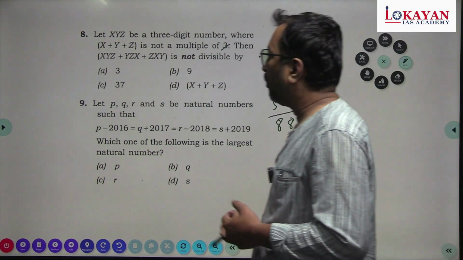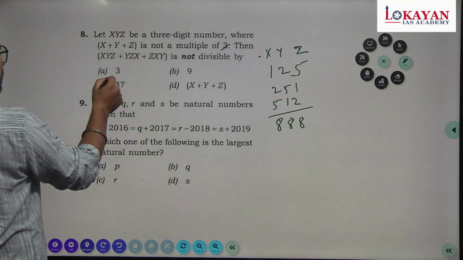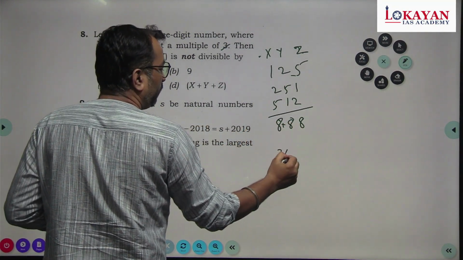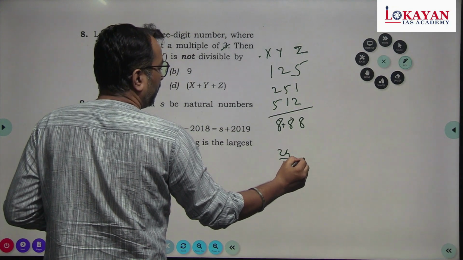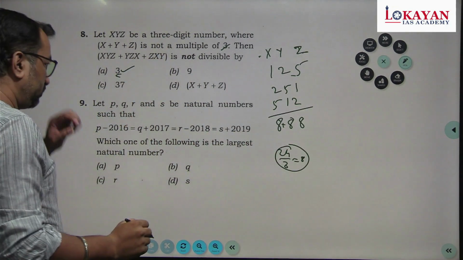So this sum, we have to check it is not divisible by which number. So is it divisible by 3? Let's check. 8 plus 8 plus 8, it will be 24. It is divisible by 3. So this whole number is divisible by 3.